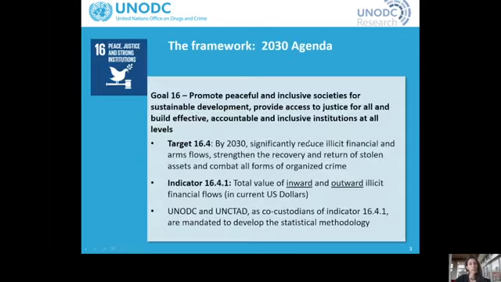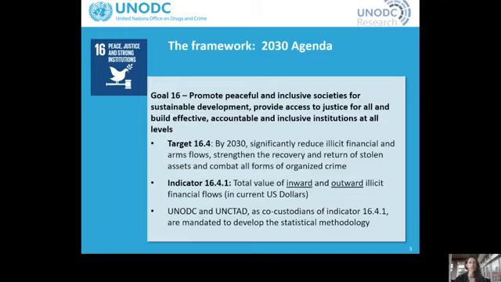UNODC and UNCTAD have been working within the framework of the 2030 Agenda for Sustainable Development, which has identified within Goal 16 on peace, justice, and strong institutions, target 16.4: By 2030, significantly reduce illicit financial and arms flows, strengthen the recovery and the return of stolen assets, and combat all forms of organized crime. One of the two indicators that measure progress toward this target is indicator 16.4.1, which measures the total value of inward and outward illicit financial flows in current United States dollars.